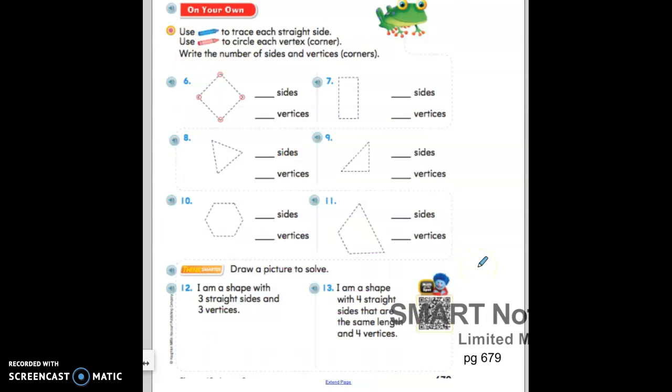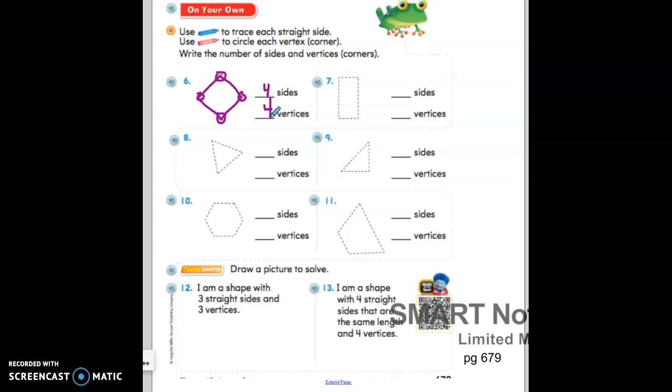On the next page, you're going to do the same thing. You're going to trace over each shape, count how many sides are in each shape, and write it on the line. Then you're going to count how many vertices each shape has, and write it on the line.